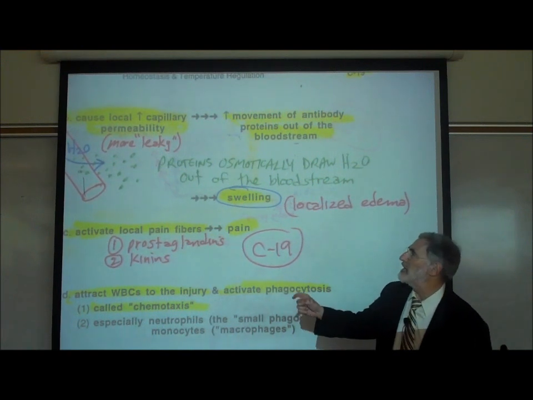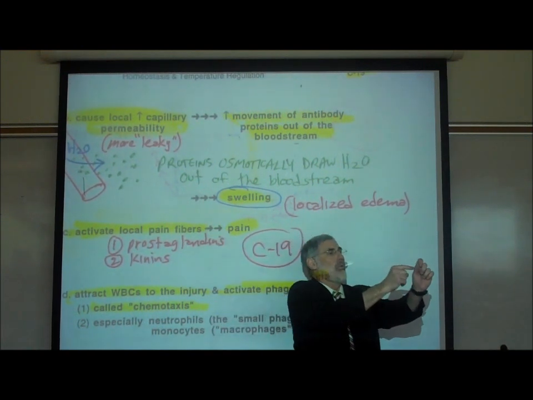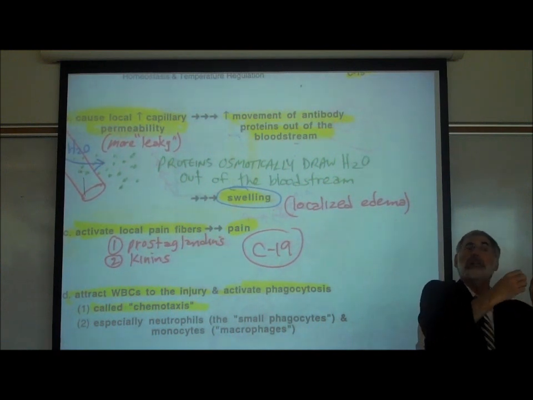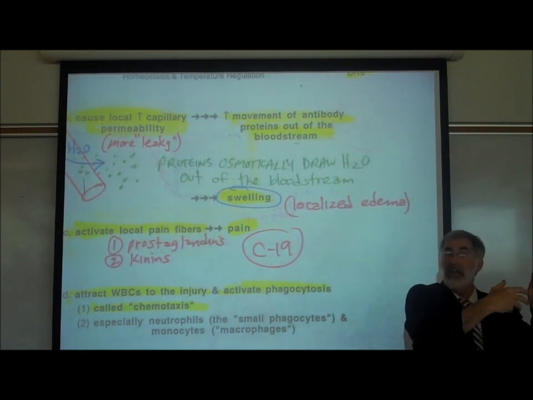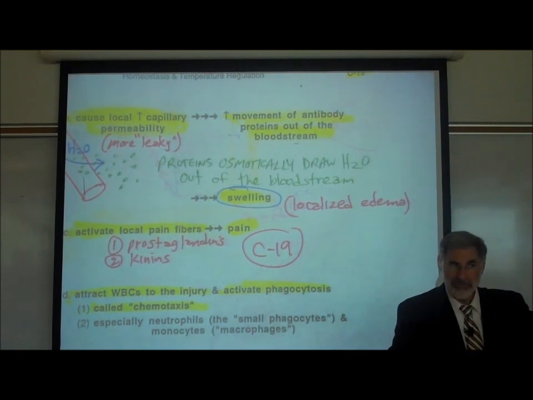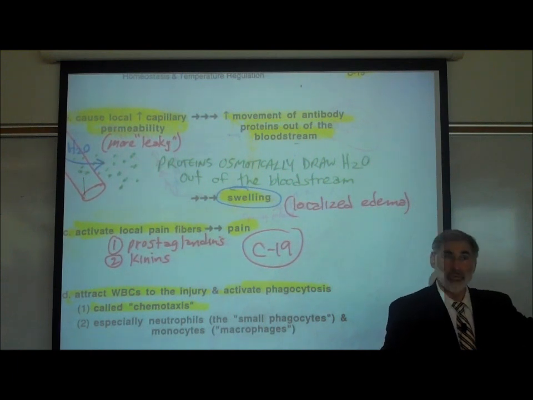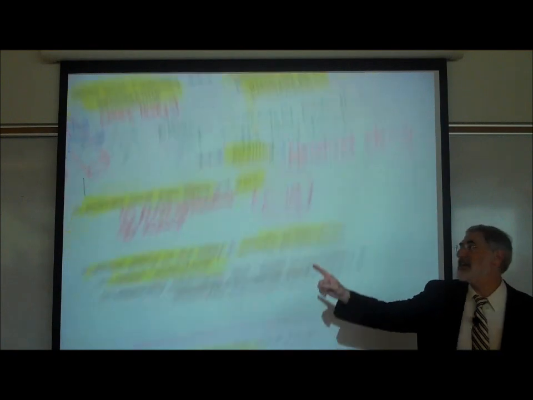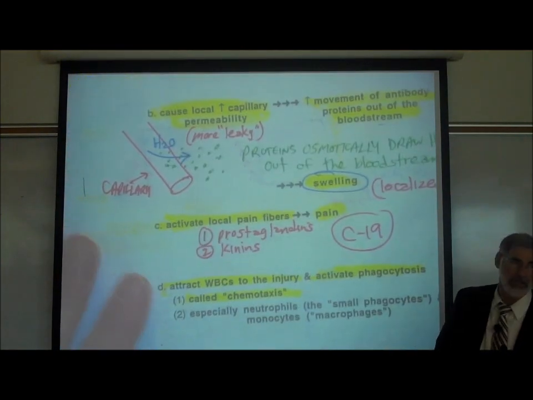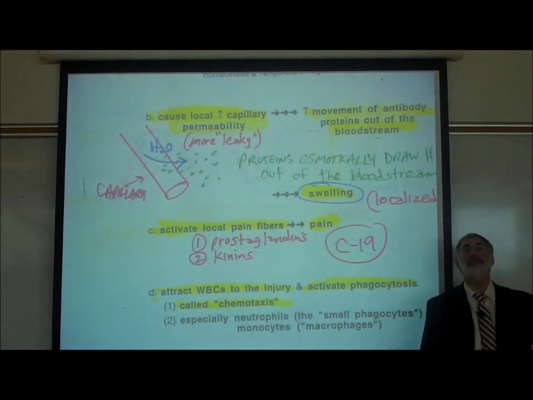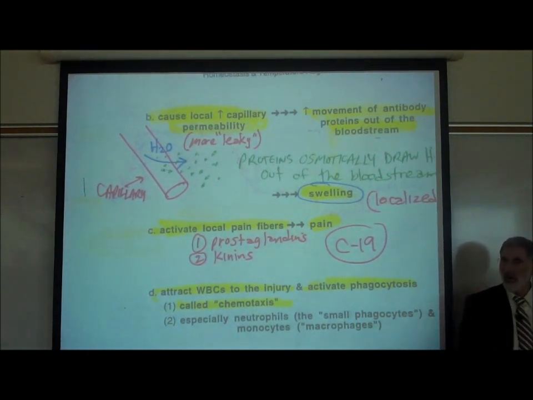Injured cells start releasing certain chemicals that make the walls of the blood vessels more leaky. Proteins start leaking out of the bloodstream, and they osmotically draw water with them, and my whole thumb swells up. My thumb gets red because of vasodilation, and it gets all swollen because of increased capillary permeability. These are characteristics that it's inflamed. It's red, it's warm, it's swollen.